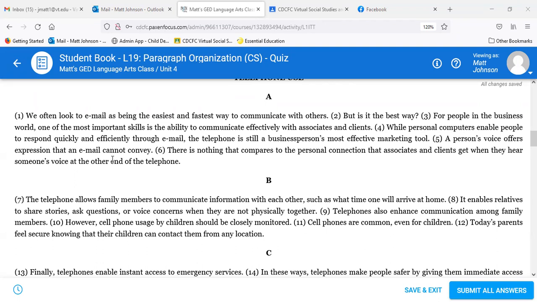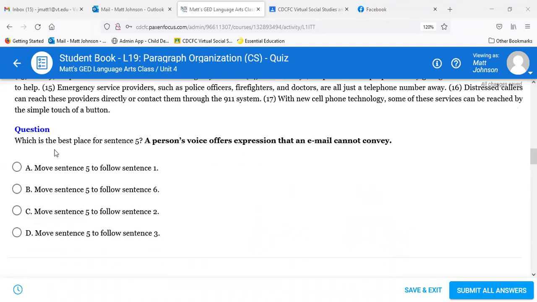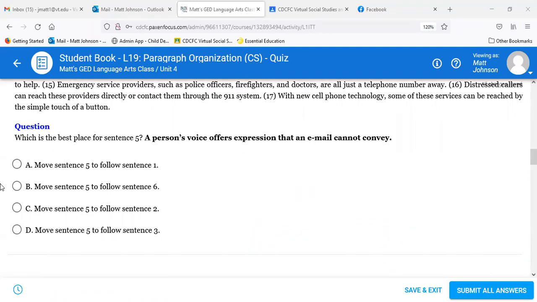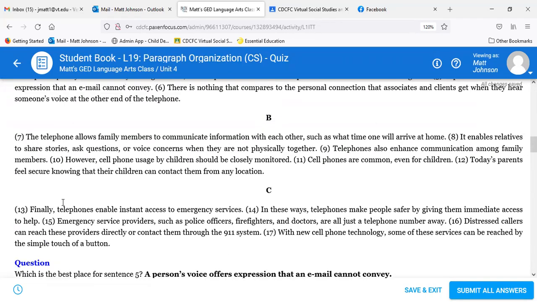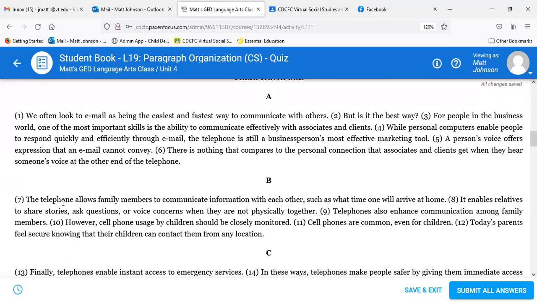Let me check the answers really quick. B. B, yeah. This exercise is a little clunky because we have to look at information above what we just read. But we're looking at sentence 5 here, and we're going to move sentence 5 to follow sentence 6. So we're basically reversing the order of those two sentences.